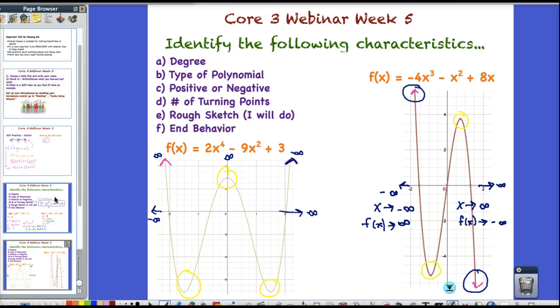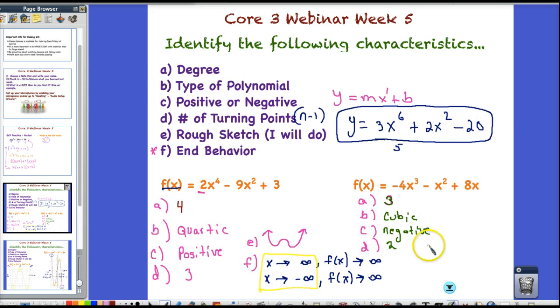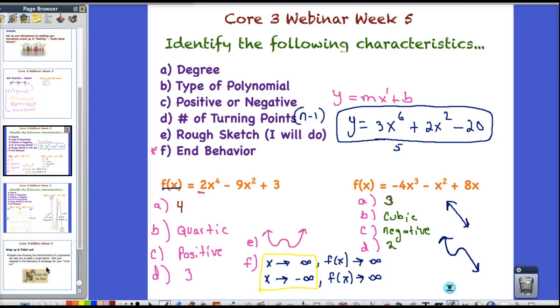So hopefully this overview is helping you guys. If I was going to do my rough sketch, I just look at the fact that it's negative and it's a cubic, and I know it's going to be like this, except there's going to have to be two turning points, and this has none. So I would need to turn and go down. That's how I would do my rough sketch if I didn't actually graph it. I was graphing it just so you could see it, but you don't have to graph it. Any questions at all?